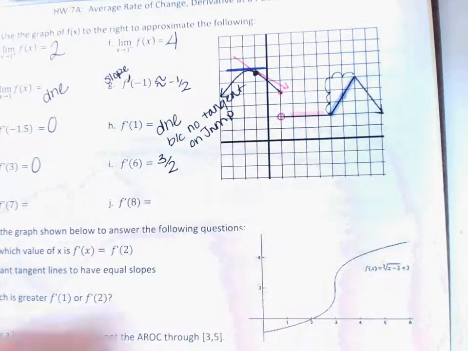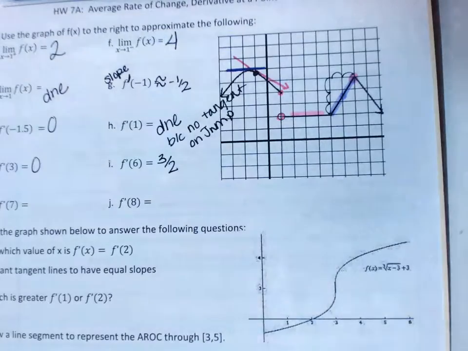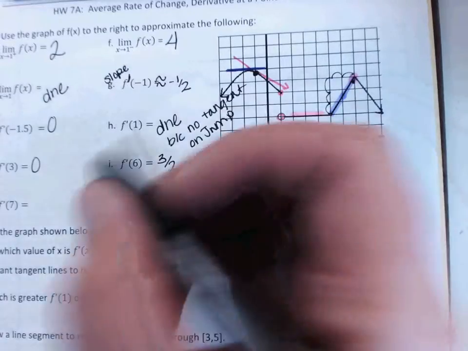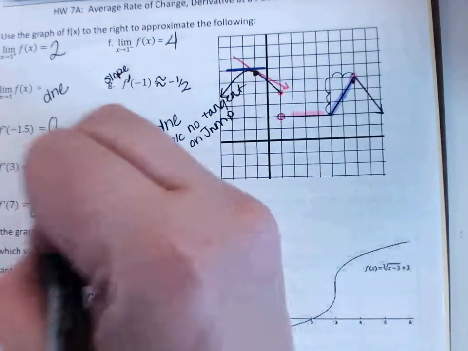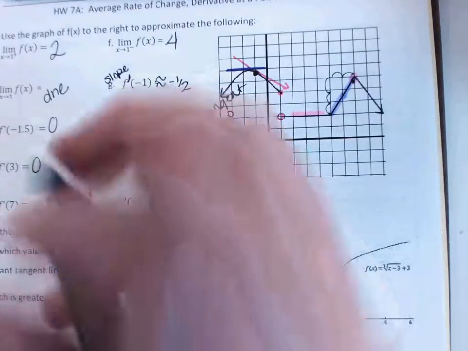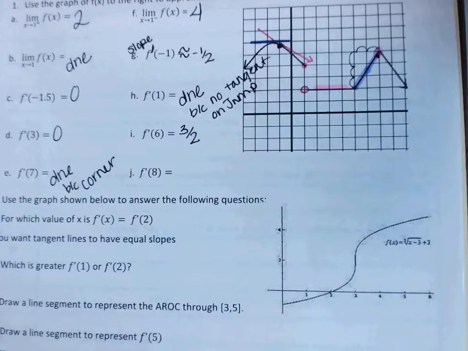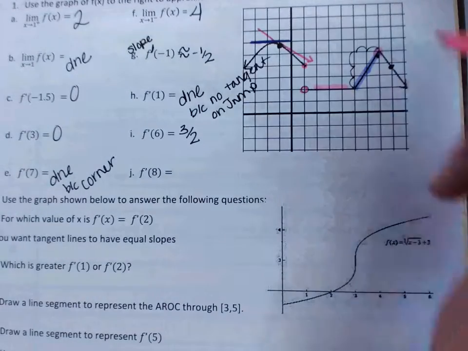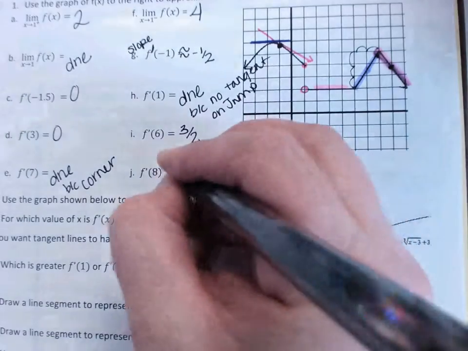Okay, now what about at 7? 7's here. That's a cusp or corner. Which one? Corner. That's a corner because both sides are straight. That means your limit is D and E. And then I'll put because corner. Okay, but remember cusp would have been the same. Okay, last one, f prime of 8. 8 scooches me over to this side of the line. Instead of a positive 3 over 2, that side is negative 3 over 2. Easy?